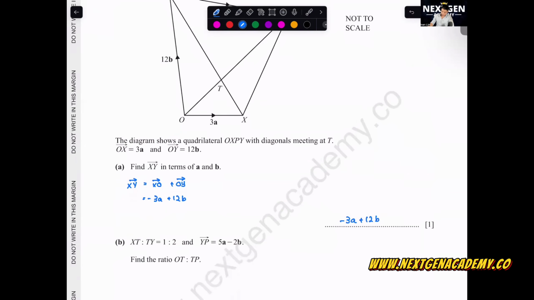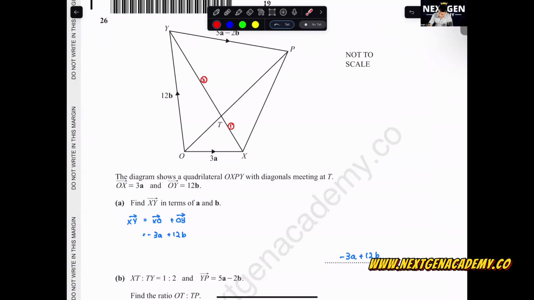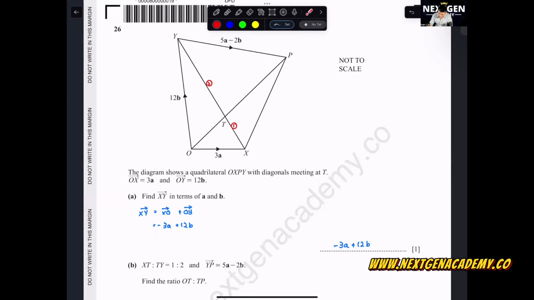Okay, they give us some ratio. XT to TY is 1 to 2. This is 1 part. This is 2 part. YP is equals to 5A minus 2B. Where is YP? Okay, they give us here. Now, they want us to find OT to TP. OT, where's OT? OT to TP. Find the ratio.